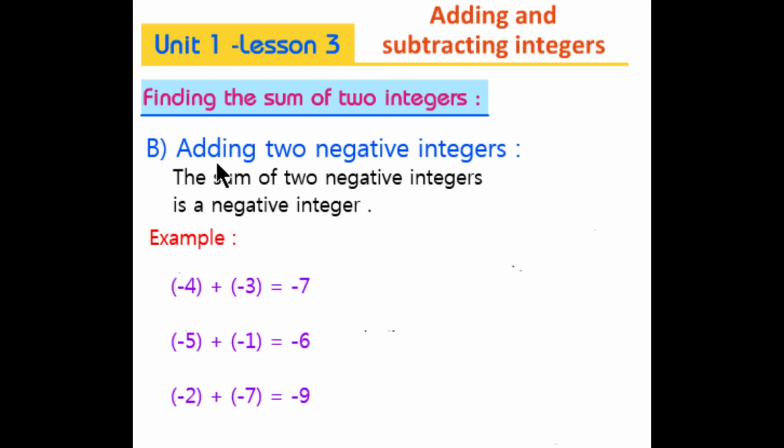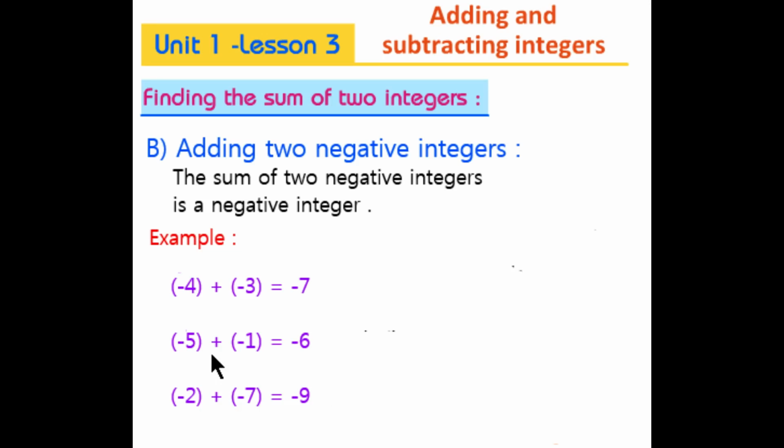B. Adding two negative integers. The sum of two negative integers is a negative integer. For example, negative 4 plus negative 3 equals negative 7. Write negative, and 4 plus 3 equals 7.